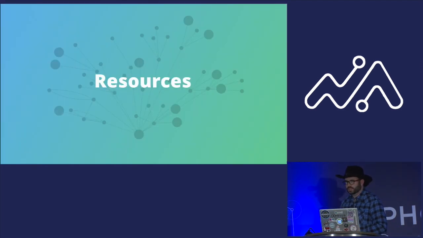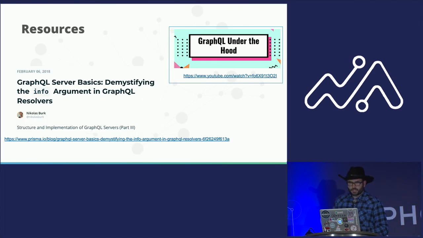So I want to leave you with just a few resources for learning more information about this kind of stuff. First one, there is a blog post that Prisma wrote a while ago, demystifying the info arguments in GraphQL resolvers, that walks through what's in there in a bit more detail than what I did today, has some examples. So that's a good resource. Also, Eric Baer gave a great talk a couple years ago at GraphQL Summit, GraphQL Under the Hood, that talks about sort of how this execution stuff works in GraphQL.